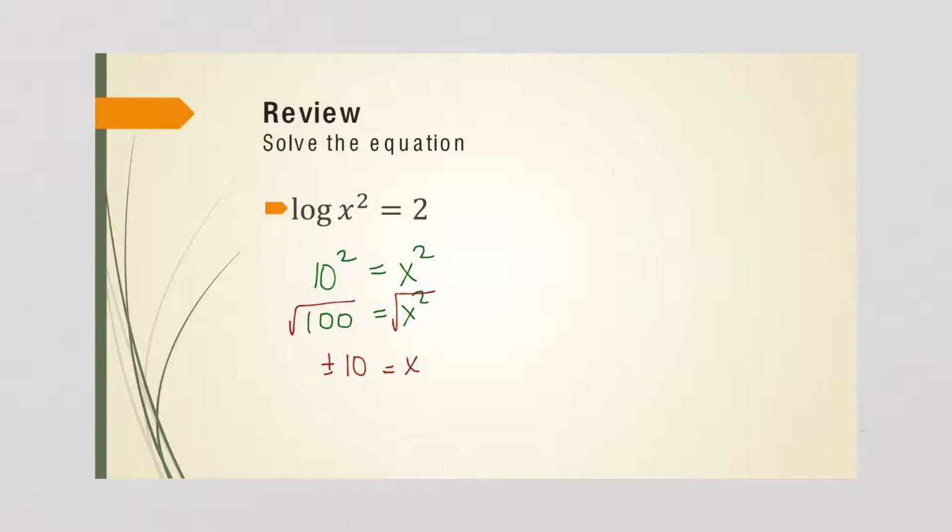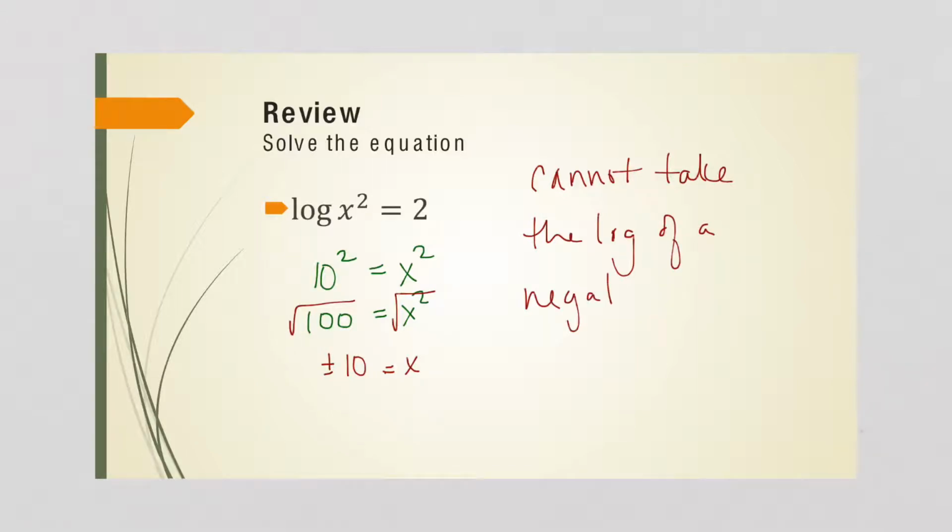Keep in mind, you could potentially have extraneous solutions. So if I plug them back in, if I plug 10 in, 10 squared is 100, which is a positive. If I plug negative 10 in, negative 10 squared is 100, which is also positive. Therefore, I can take the log of it. Make sure you remember that you cannot take the log of a negative, just like you can't take the square root of a negative.